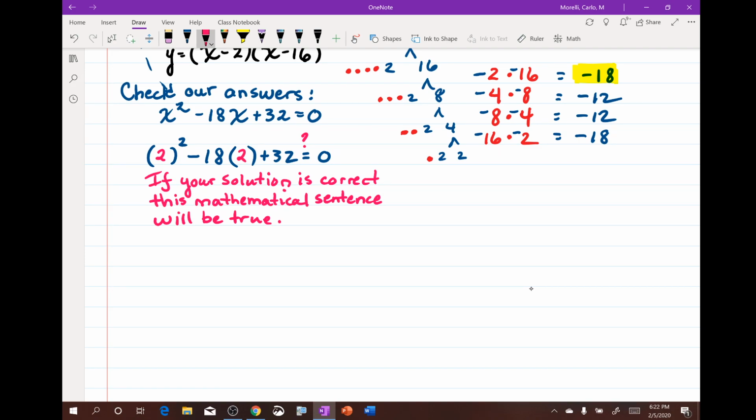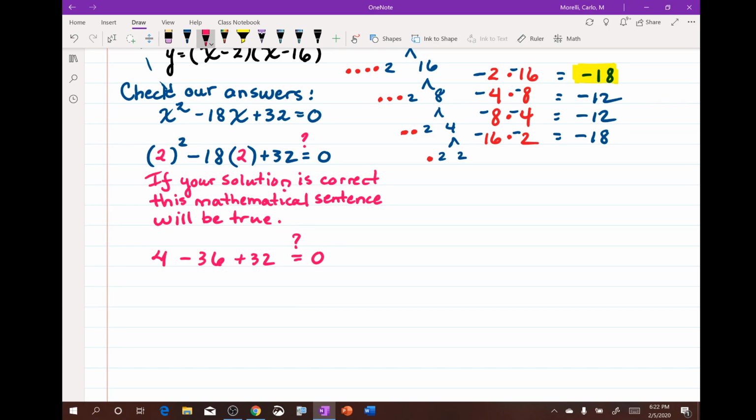Okay? Now let me ask you a question. What's 2 squared? 4. 4 minus, what's 18 times 2? Correct. So I've got 4 minus 36, and then we just bring down the plus 32, and we set it equal to 0, but above the equal sign we put a question mark because we want to find out, is it? So let's do it together.